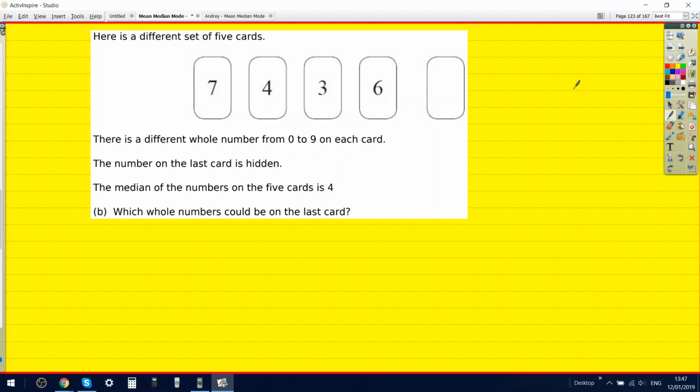Okay, what would this one be then? Here is a set of 5 cards, 7, 4, 3, 6, X. There is a different whole number from 0 to 9 on each card. The number on the last card is hidden. The median of the numbers is 4. Which whole numbers could be on the last card?